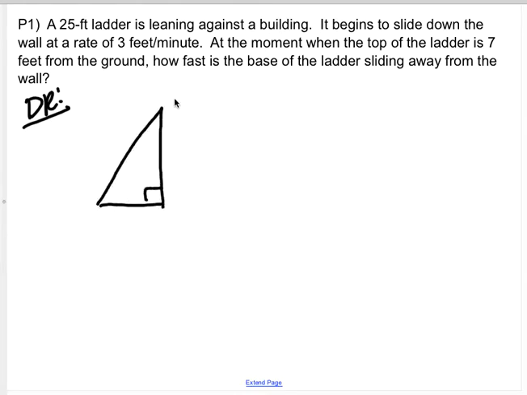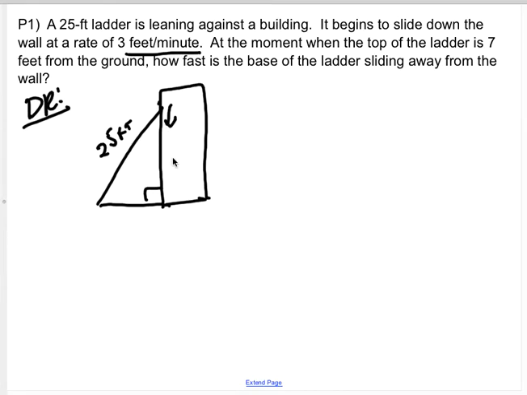So I've got a building. Hey, look, there's my building. Yay. Okay. And there's a ladder. It is 25 feet long. That ladder is staying 25 feet the whole problem, so I don't have to worry about labeling it, right? So I label my constant. It begins to slide down the wall, so it's sliding this way, at a rate of 3 feet per minute.